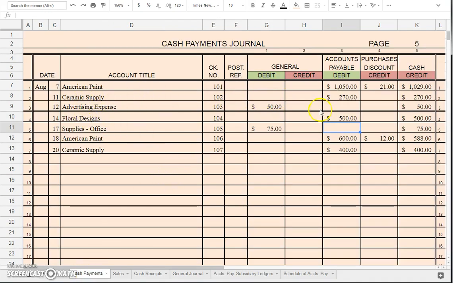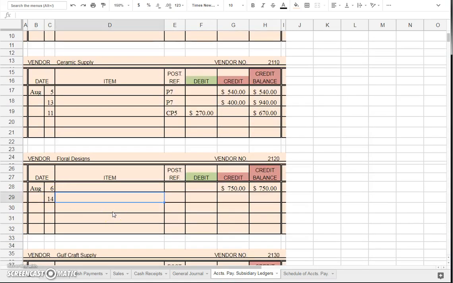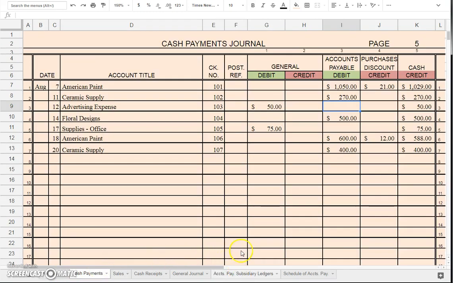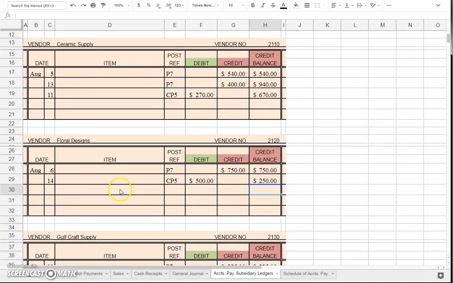I get to skip August 12th because there's nothing in the accounts payable debit. August 14th, floral designs, debit of $500. So August 14th, CP5. Oh, I just realized I forgot to put the purchases there. That's okay. And that was a debit transaction of $500. Subtract my credit and my debit, leaving me with $250. Once again, I'm going to pause and do the last two cash payments, and then we'll return to do general journal.